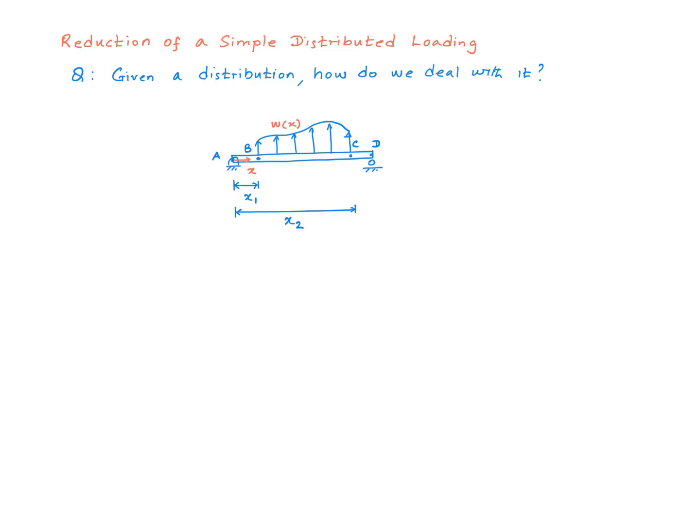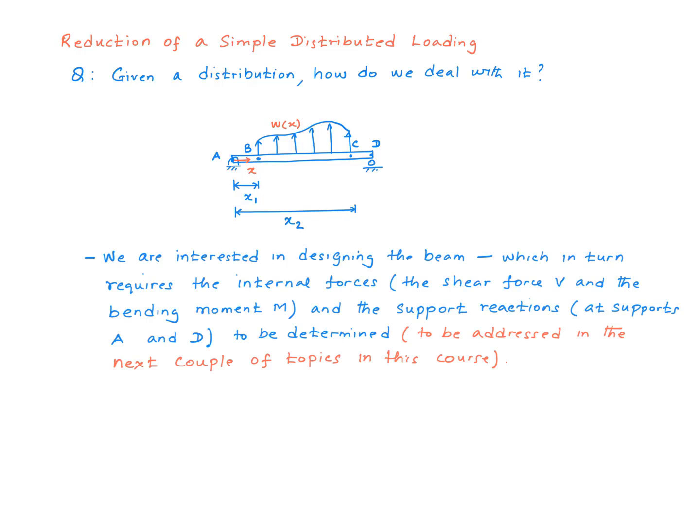Well, what that means depends on what we are interested in, right? Alright, so this is what we are interested in. We are interested in designing the beam. But in order to design the beam, it turns out we need to find the internal forces on the beam, which are the shear force V and the bending moment M, and the reactions at the supports A and D. We're going to be addressing these topics in the next couple of chapters.